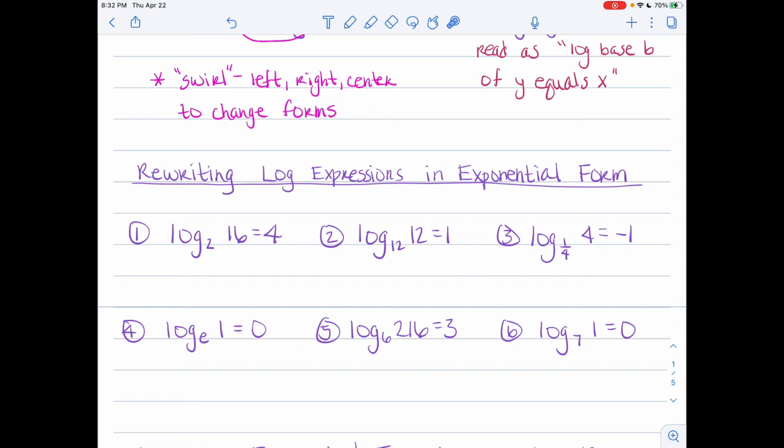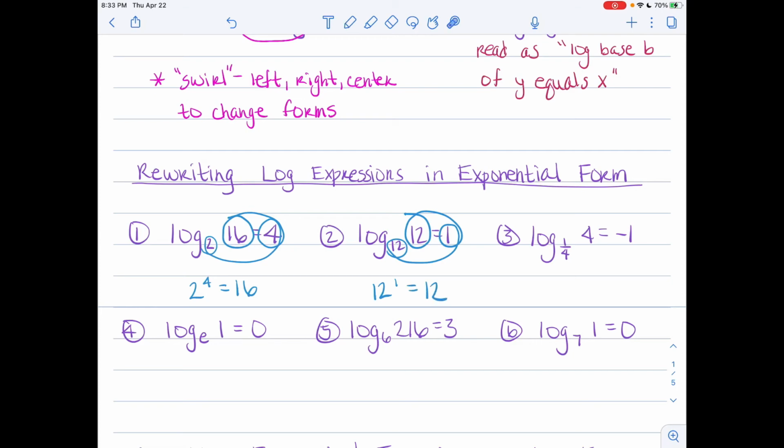Let's practice doing the swirl to rewrite some log expressions into exponential form. Remember, I need a base raised to an exponent and then equal to something on the other side. My base will be 2, exponent for other side 16. So 2 to the fourth power is equal to 16. Let's try another one. 12 to the first power equals 12.